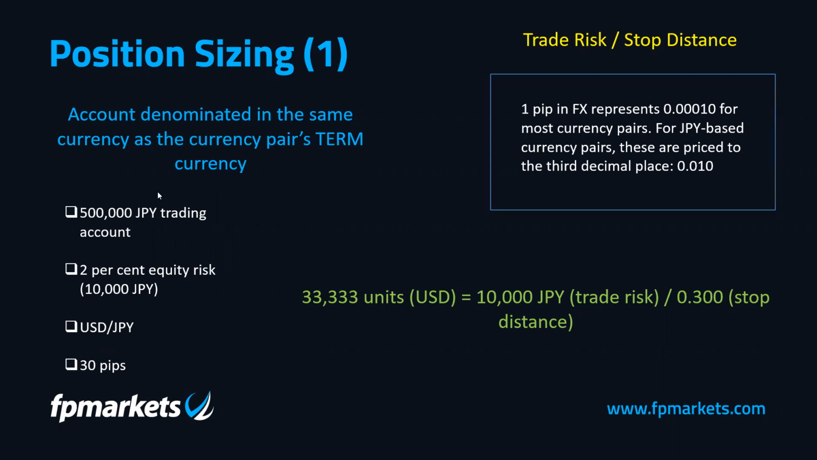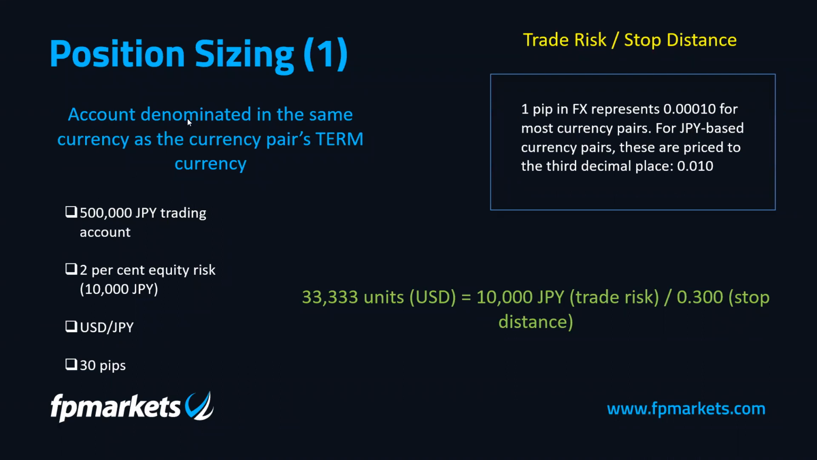So as I said, we're now working with a 500,000 Japanese yen trading account. Now, I don't think this is a lot of money. I think this is around $4,000, I could be wrong here, but in terms of Japanese yen, of course. And for this trade, we're risking 2%, so 10,000 Japanese yen. Pretty basic stuff. This is our account, this is our risk, this is the pair we're trading.